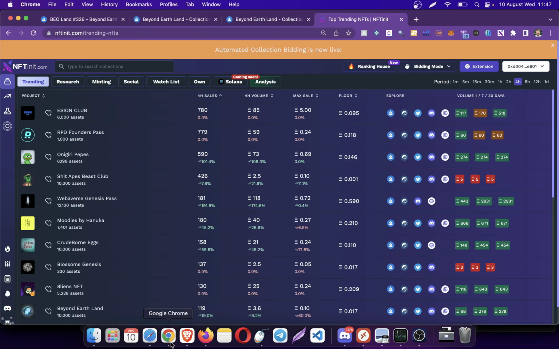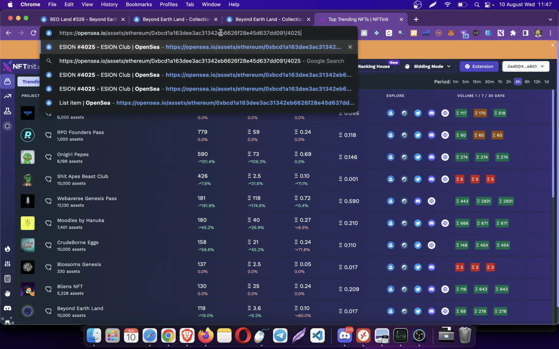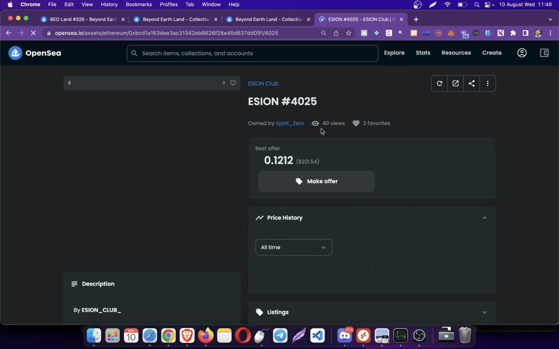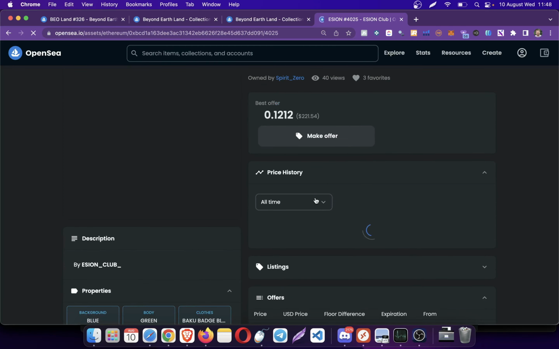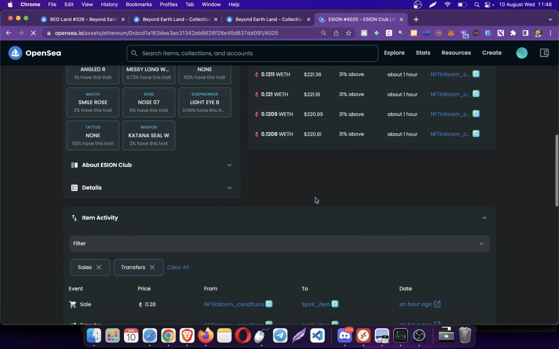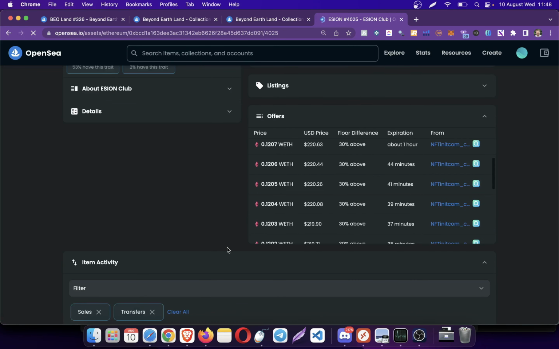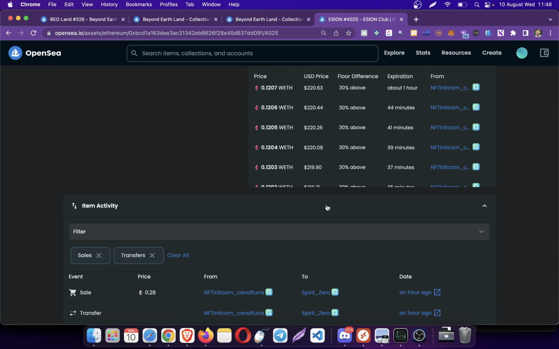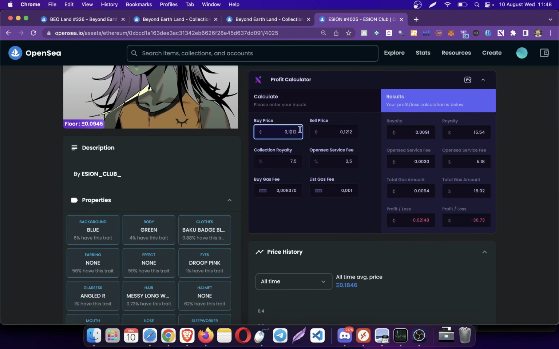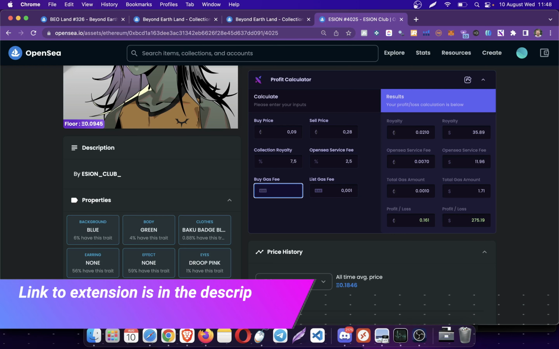Let's check it on Chrome, so that with our extension we can make the calculation quite fast. So I got it for 0.09 and I sold it for 0.28 just an hour ago. Yeah, it's nice, right? It's almost $300.